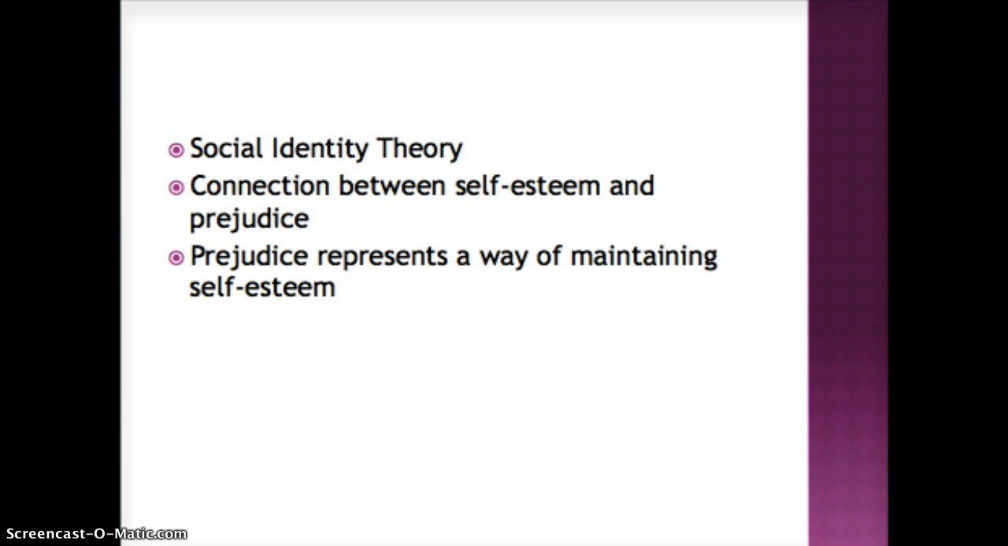For example, in a research study, researchers had students take an intelligence test, and they were given bogus feedback that wasn't true. Then they were asked to interview and rate Jewish and Italian job candidates. The students who were told they did poorly were more likely to devalue the Jewish candidate and afterwards increase their self-esteem.